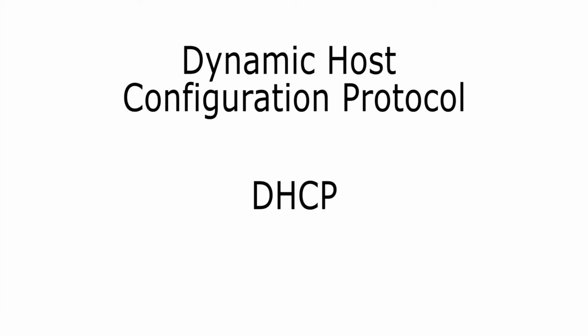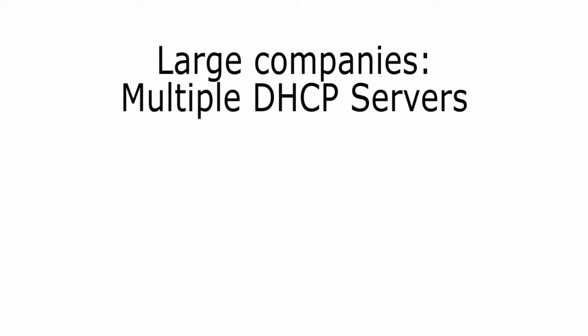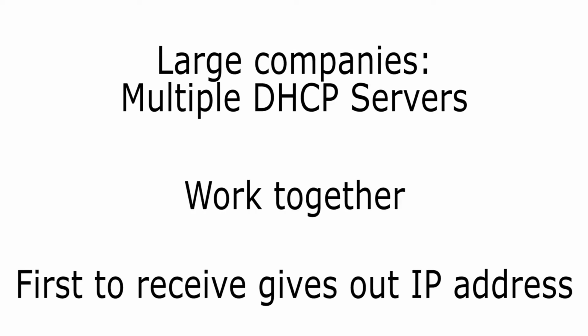For small businesses, there is usually one device responsible for providing DHCP, and in many cases, it's the server that's doing it instead of the router. Large companies have multiple DHCP servers that work together, and the first one to receive the request will give out the address.